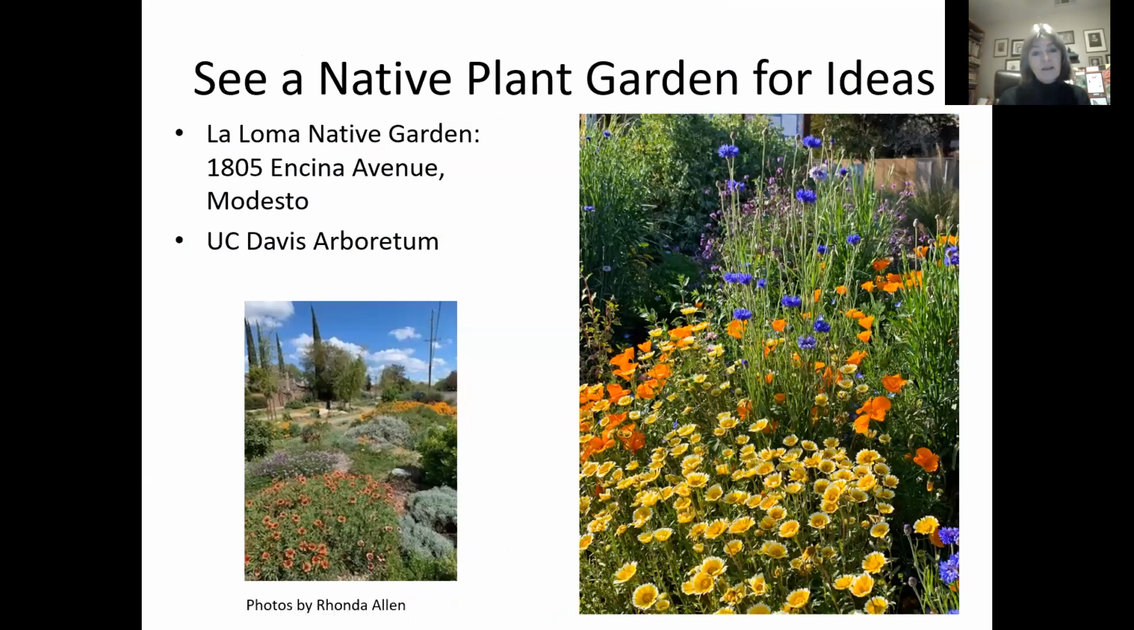If you would like to see a native plant garden to get ideas about what to plant for monarchs, you could visit the La Loma Native Garden, which is in Modesto at 1805 Encina Avenue. There's quite a variety of native plants there, and also milkweed. You could also go up to the UC Davis Arboretum. They have big patches of milkweed there and other native plants to look at, as well as Mediterranean and other kinds of plants too. It's a beautiful place to go, but they have a large native plant area that you could visit.